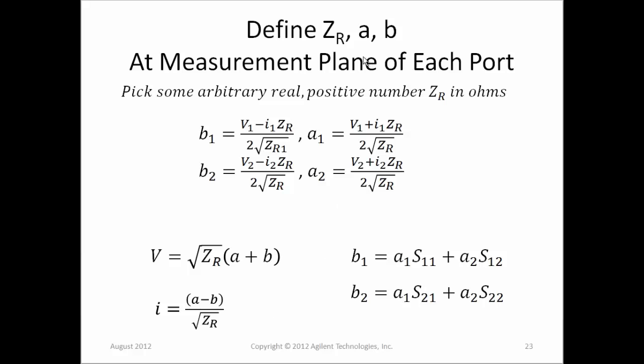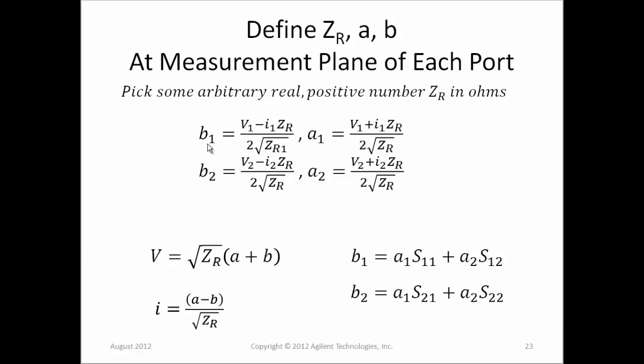Now physically, these A and B parameters, these state variables for each port, are actually power waves on a measurement setup with a cable of a characteristic impedance equal to the reference impedance. But I'm going to introduce them just algebraically. I'm going to define A and B completely algebraically in terms of the voltage and current at each port, and I'm going to make this reference impedance an arbitrary real positive number in ohms, but it doesn't correspond to any physical characteristic of the test setup. It's just some arbitrary number we chose.